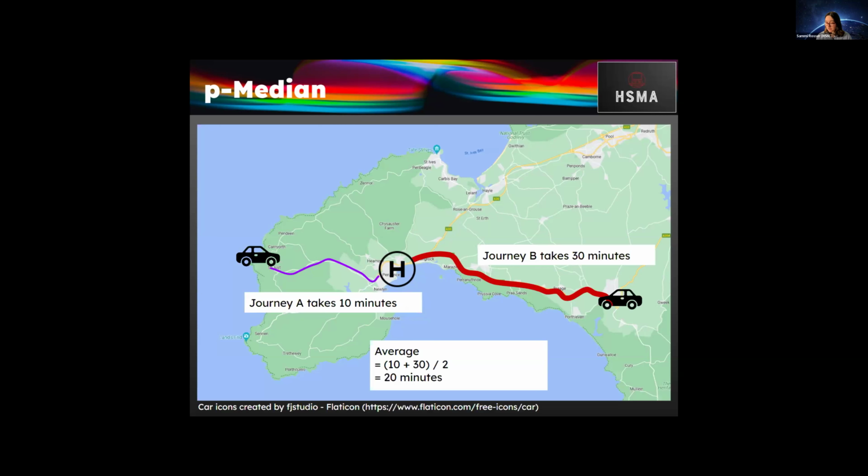If we just take a simple average of those two, then we can say that on average, it's going to take 20 minutes for someone to drive to this hospital. We take 10 minutes over here, we take 30 minutes over here, we add them together, we divide them by the number of journeys in this case. So we've got 10 plus 30 divided by 2, an average of 20 minutes.